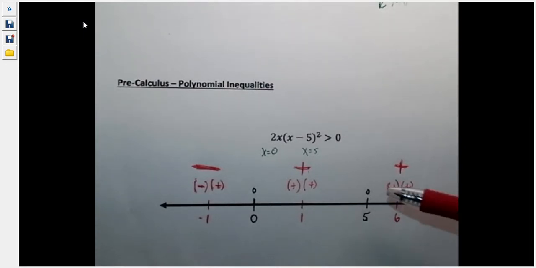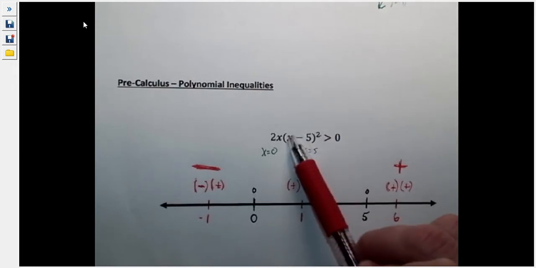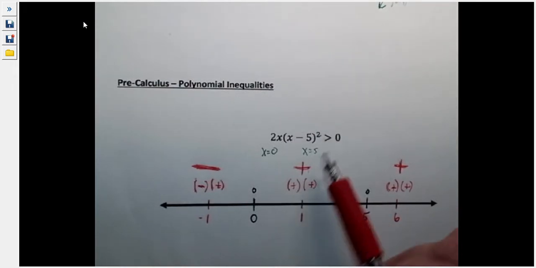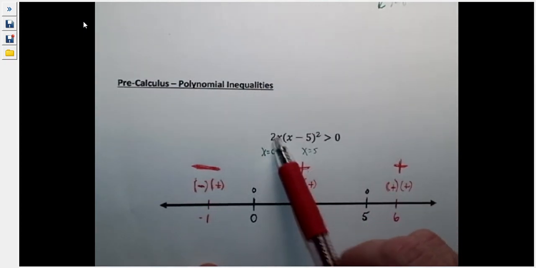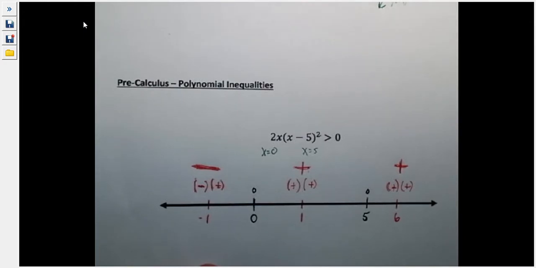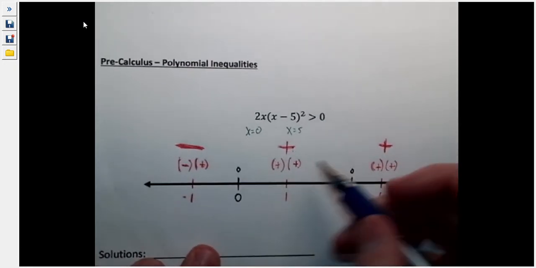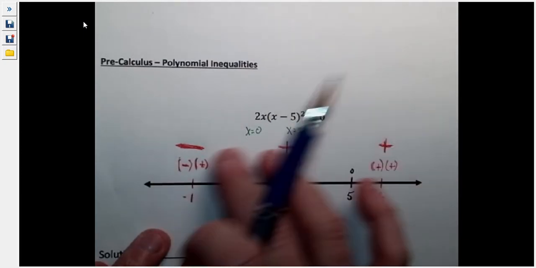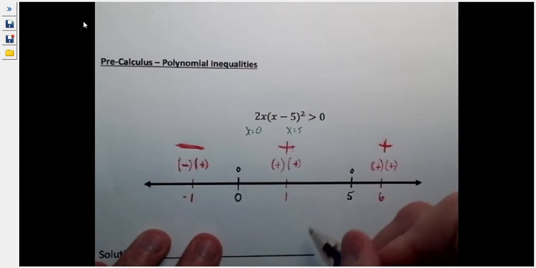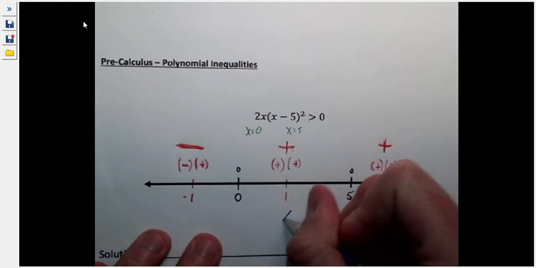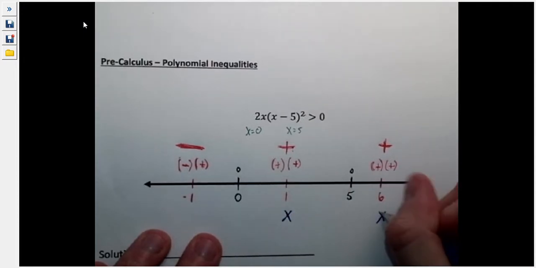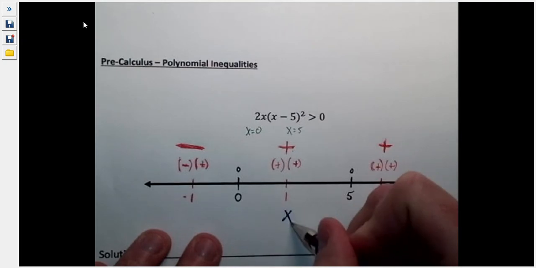Now, since I'm looking where the numbers are positive, I'm going to use these to tell me where my solutions are. I'm looking for when this is greater than 0, which are positive numbers. Numbers less than 0 are negative, greater than 0 positive. So this is my shortcut. Now that I have this number line set up, wherever I came out with these big positives, those are where my solutions are. That's where I'm going to put my x's. So under these big positive signs, I'm going to put my x.